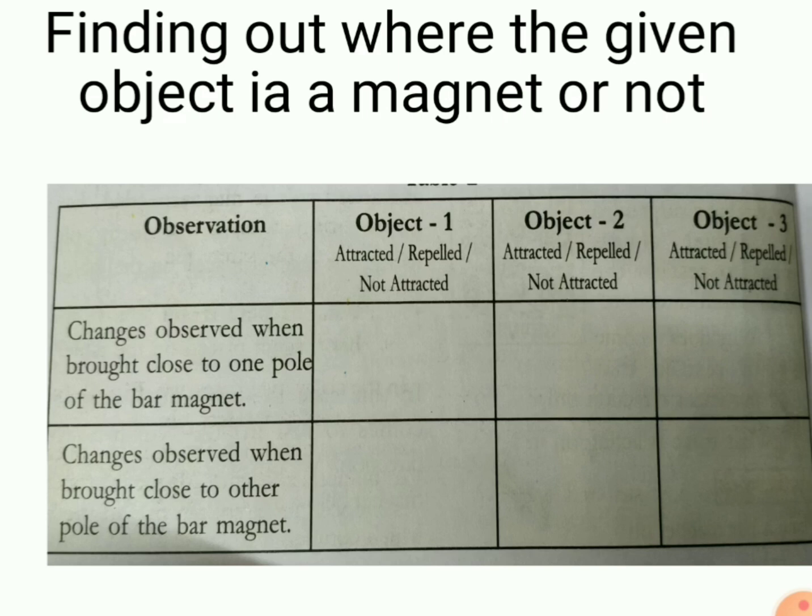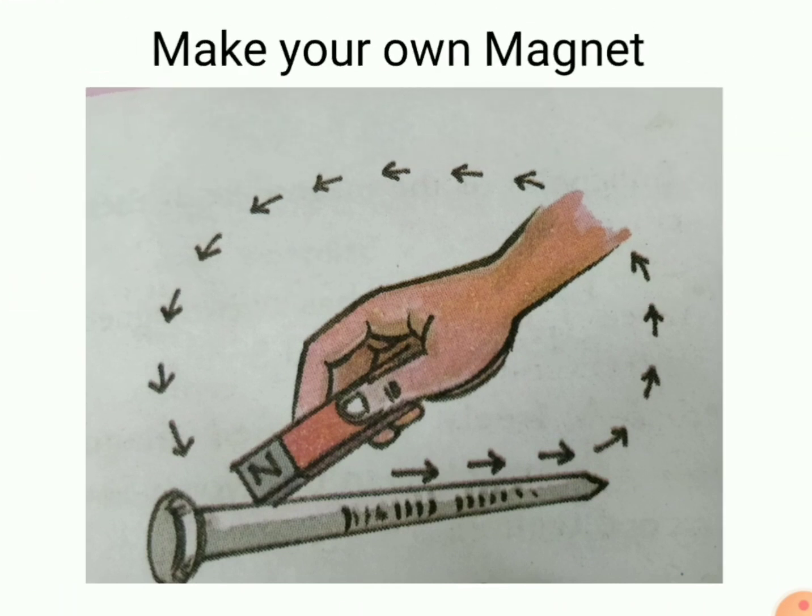One more activity in your class is to make your own magnet. See here, children, I have taken an iron nail and placed it on the table. You have to make sure that this nail doesn't have any magnetic property before, that it doesn't attract any magnetic substances. Then take one bar magnet, such that only one pole side faces towards this nail.